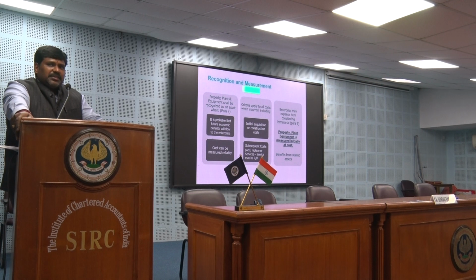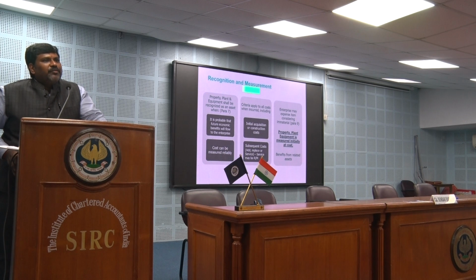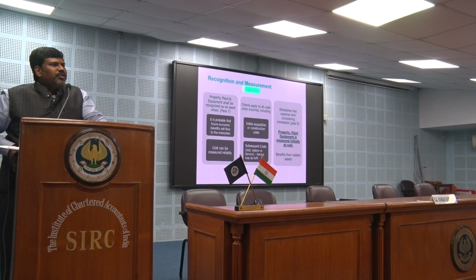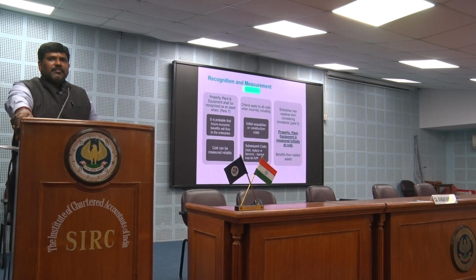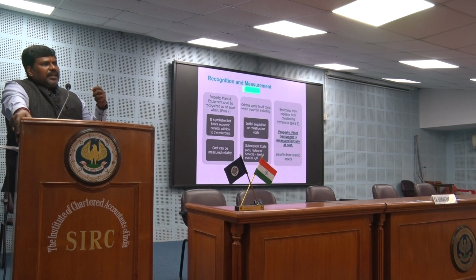Benefits from related assets. Now, this is another important item which needs to be taken into account, against the interpretation argument placed by my good friend there. Related items: sometimes the future economic benefits would not emanate directly from the item in question, but may come from certain other related assets. Take an example of an amount spent on installing pollution control compliance equipment. If the enterprise happens to be a factory or a chemical manufacturing company, they need to install certain equipments.